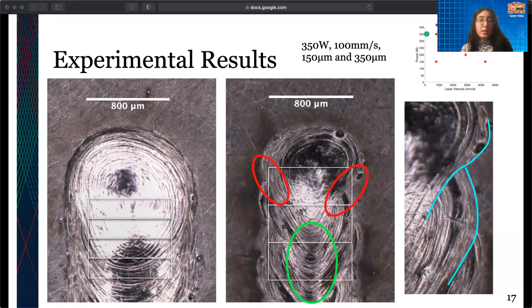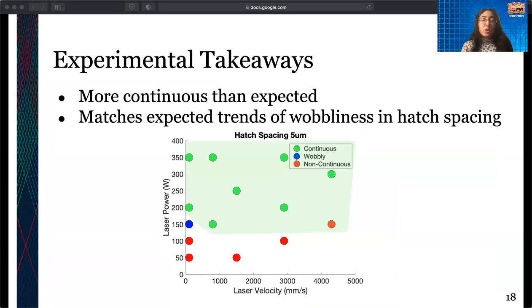So we had selected this left-hand set of parameters to be continuous and the right-hand to be non-continuous. However, we can see from our melt pool trace that what actually happened is the left one was continuous and the right one was wobbly. So we're seeing more continuity than we expected, but we are seeing that a larger hatch spacing is more wobbly. In general, this trend held across all of the experimental points, where they were more continuous than expected, but kept up this trend where a larger hatch spacing meant more wobbliness.